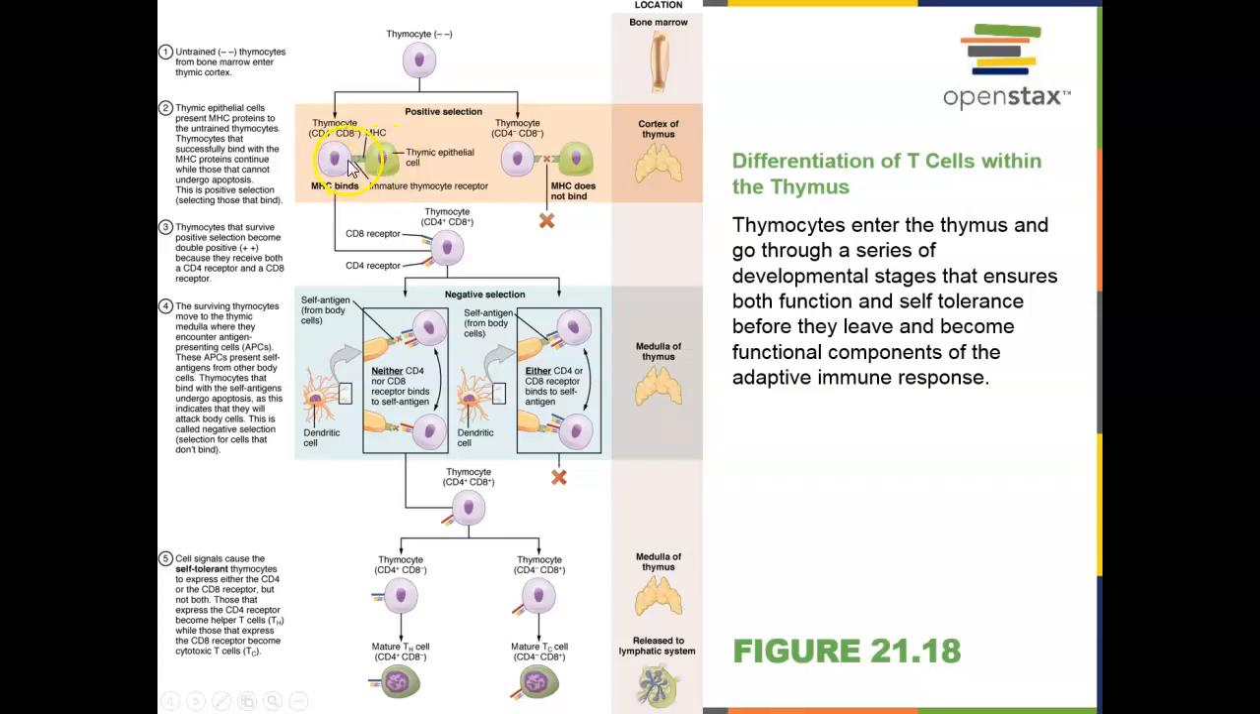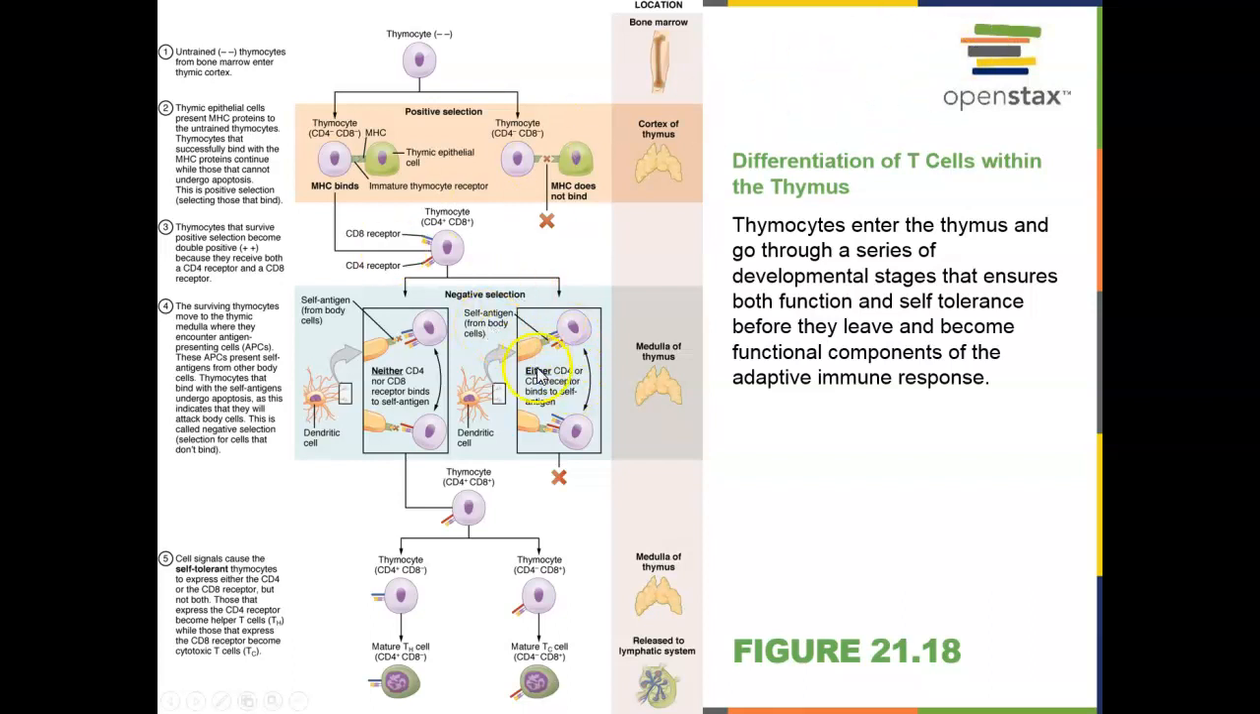That's positive selection. Only the thymocytes that actually bind to the thymic epithelial cells are going to survive. Any that don't bind are going to be eliminated. So at this point, they have both CD4 and CD8 receptors. They have not differentiated into the helper T cells or the cytotoxic T cells. So then they have to go through a negative selection. In negative selection, only the cells that don't bind are going to survive.